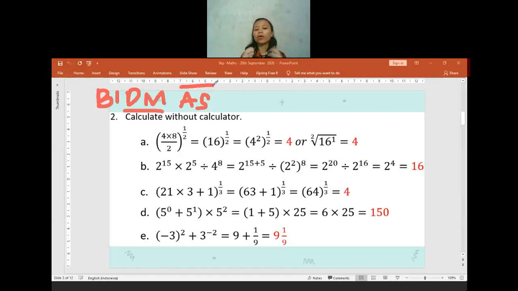Now for question A, we already have a bracket in it, so it means we have to simplify the calculation inside the bracket.